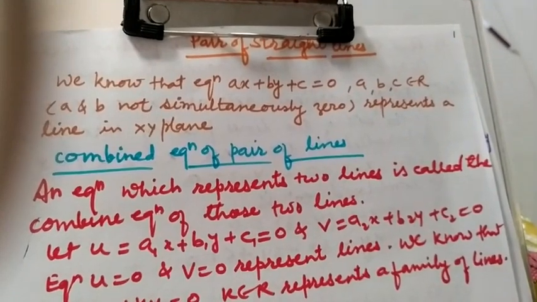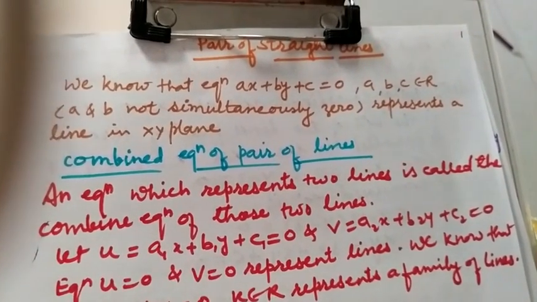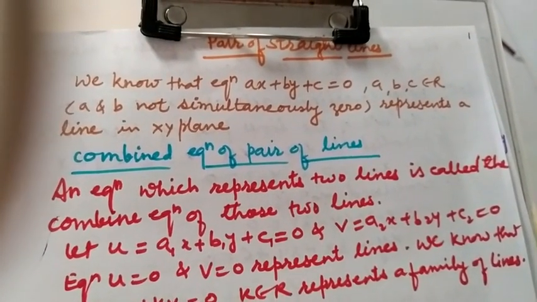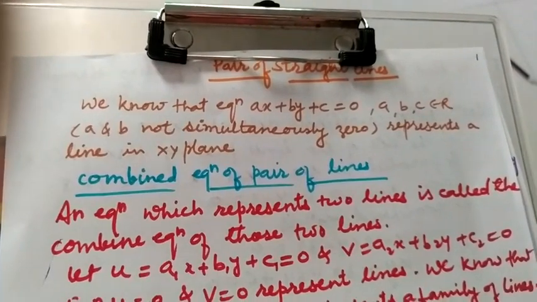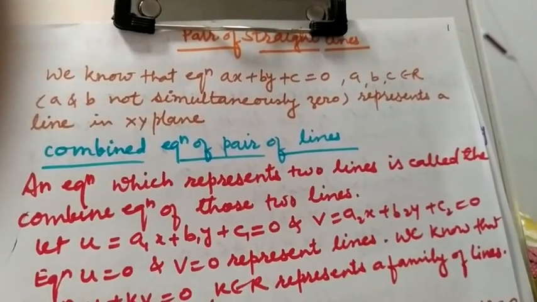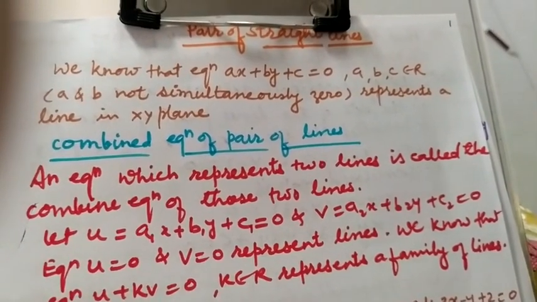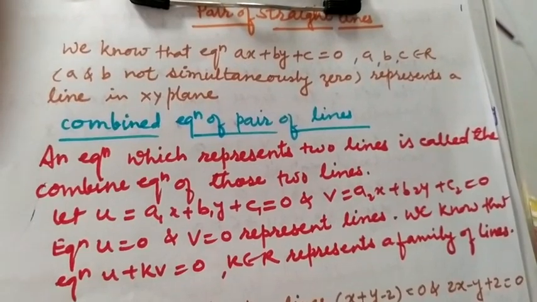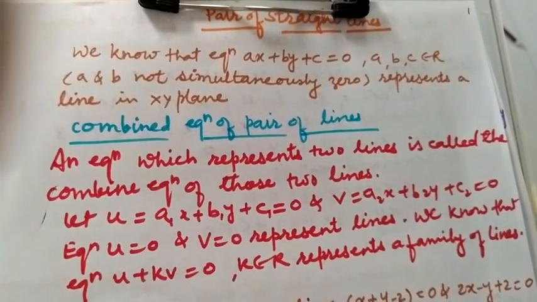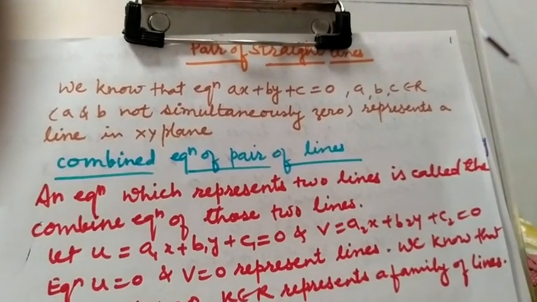In the last video we have seen the chapter Matrices. Now we are going to study the chapter Pair of Straight Lines. In this chapter we are going to study the combined equation of pair of lines, homogeneous equation of degree 2, angle between lines, and the general second degree equation in x and y.